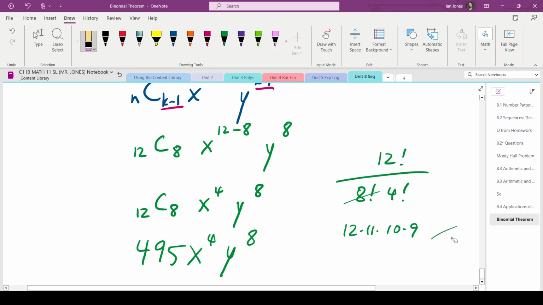And then I have divided by 4 factorial. 4 times 3 times 2. And 4 times 3, that is 12. 2, that makes a 5. 99 times 5, 495. Okay?